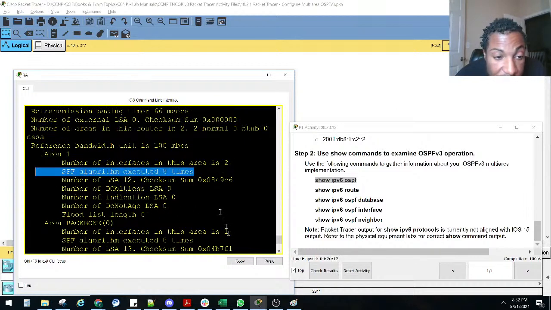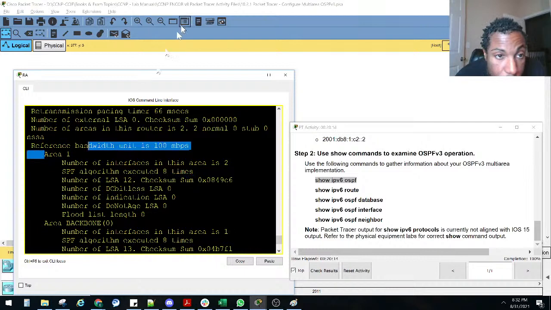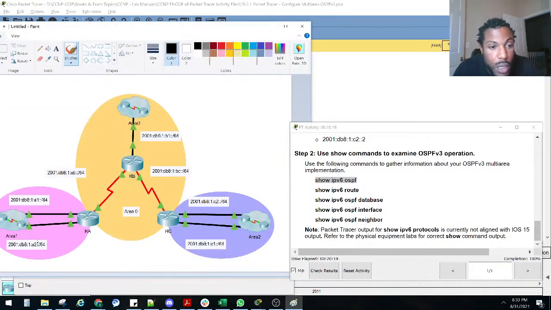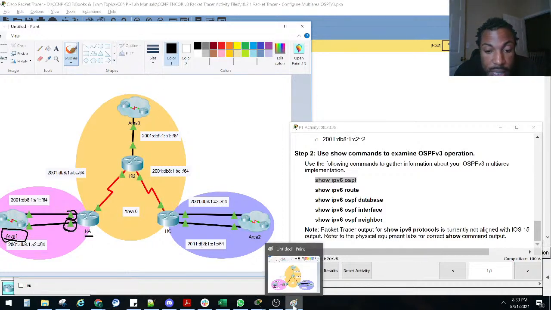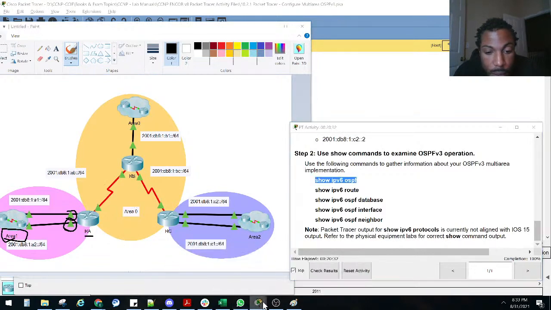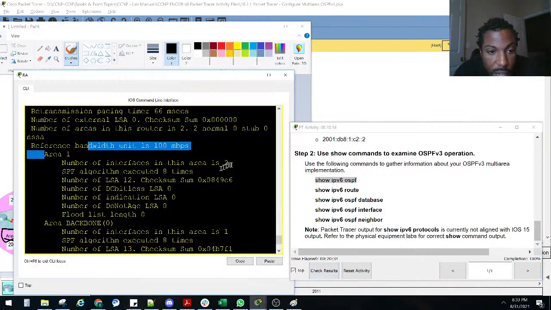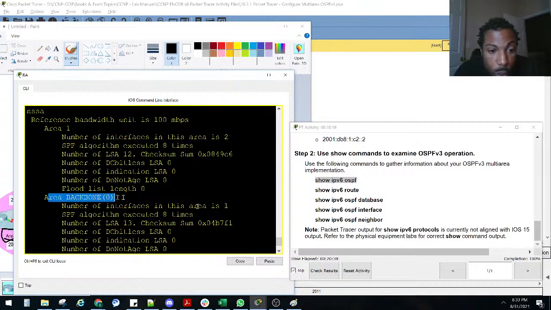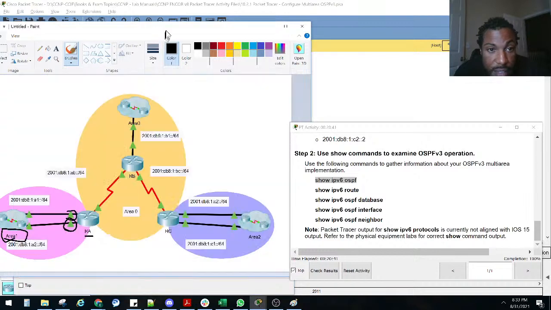We see how many interfaces are in which area. This is area 1, which is where? Over here, area 1. So router A has how many interfaces in area 1? Should be 1 and 2. Should be in area 1. Let's see. Is that what it says? Let's go back to that router. Where is he at? Yes, right there. We've got 2 interfaces in that area. And then in the backbone area, we have 1 interface in that area. And that's indicated right over here. See? We've got that 1 interface right there.